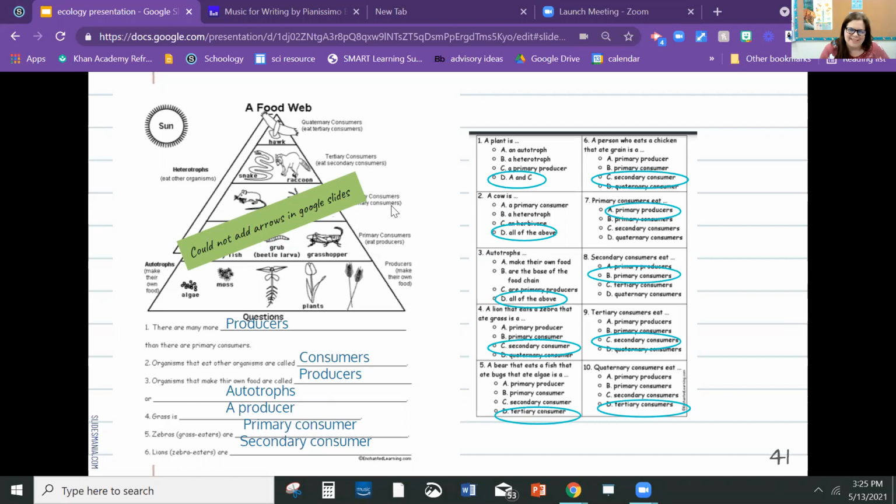Tertiary consumers eat secondary consumers, and quaternary consumers, if there are those in your food chain or food web, eat tertiary consumers. So lots of time spent today on looking at food webs and determining what trophic or food level they were at. Are they a producer or an autotroph? Are they primary consumers, secondary consumers, tertiary, or quaternary? Okay, important to remember, again, the arrows show the transfer of energy through an ecosystem.